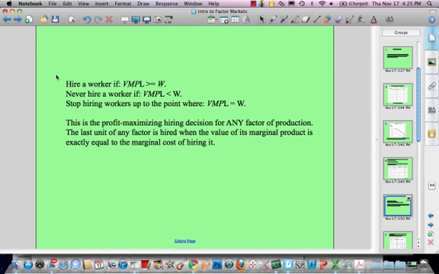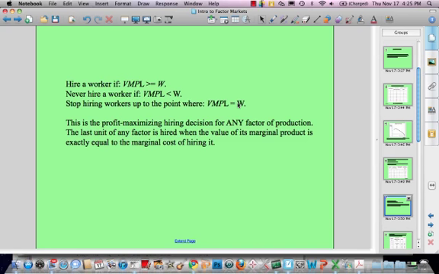What are we going to do? We're going to say we'll hire a worker if the value of the marginal product of labor is greater than or equal to the wage. That makes sense. It also makes sense that you'd never hire a worker if the value of the marginal product of labor, so the value of what that additional unit of labor creates, is less than the wage. What we ought to do here is stop hiring workers at the point where value of marginal product of labor equals the wage.